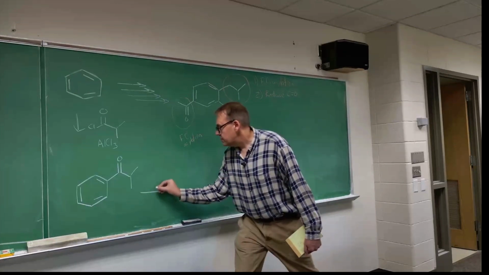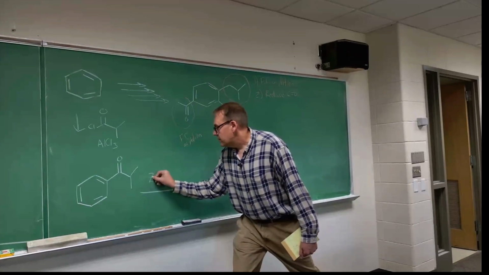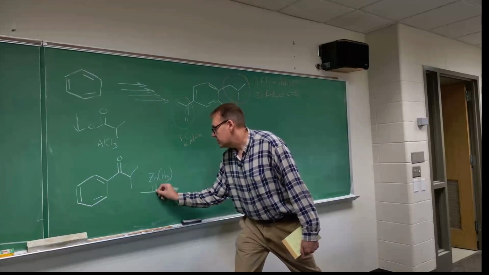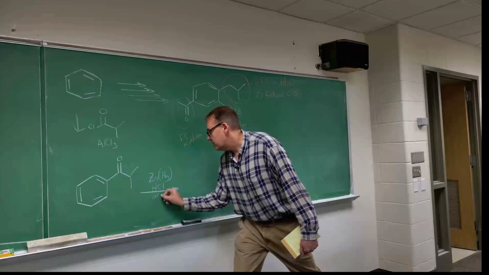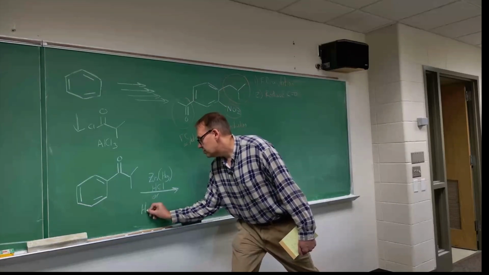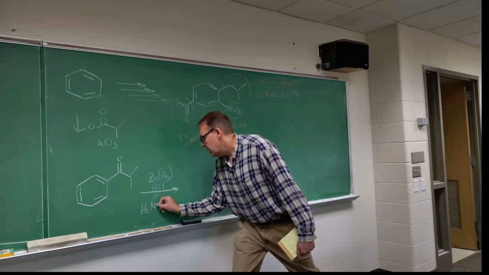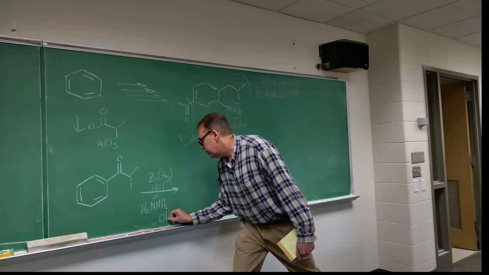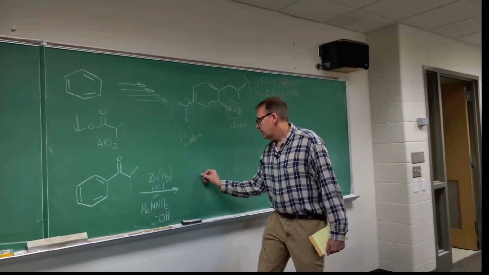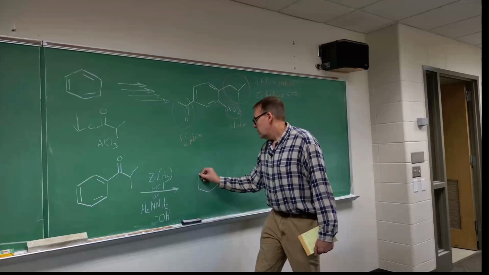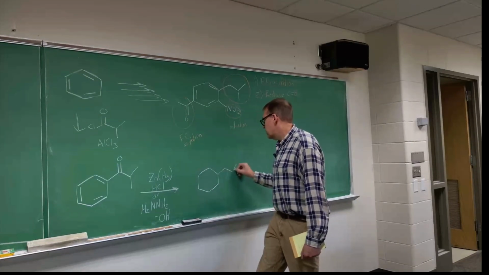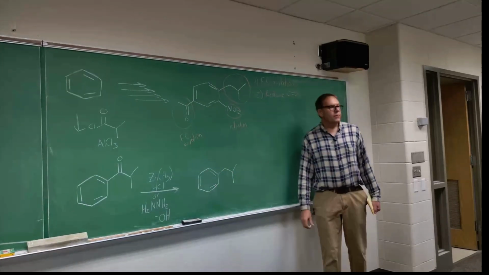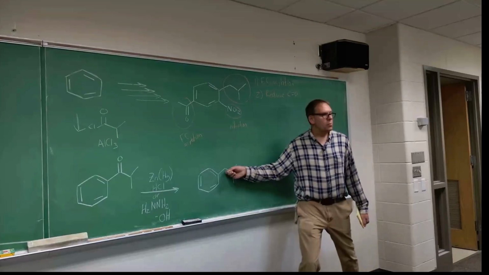But if we were to reduce it using either one of the 2 methods, zinc-mercury amalgam and HCl, that would do it. Or if you prefer, you could do the Wolff-Kishner reduction, where you use this hydrazine reagent and hydroxide. And either one of those would give the alkyl group. It reduces the carbonyl carbon to give you an alkyl group. And now we're set up for success in the rest of the reactions because we've got an ortho-para director here.